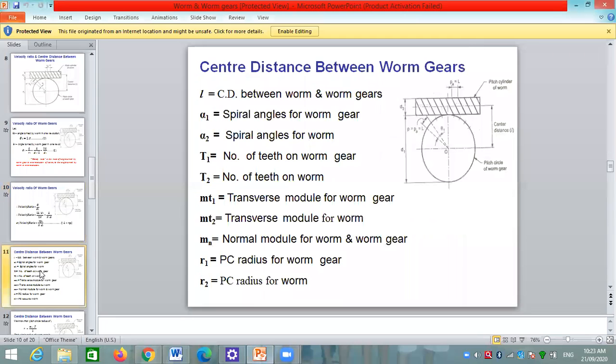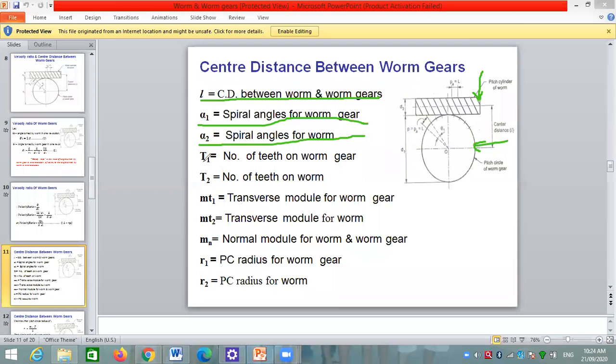Okay, we will move further. The center distance between the worm gears. And what is the center distance between worm and worm wheel? See here. L is the center distance between worm gears. Alpha 1 is the spiral angle for a worm gear. Alpha 2 is the spiral angle for the worm. This screw type structure is called the worm, and this circular part is called the worm gear.